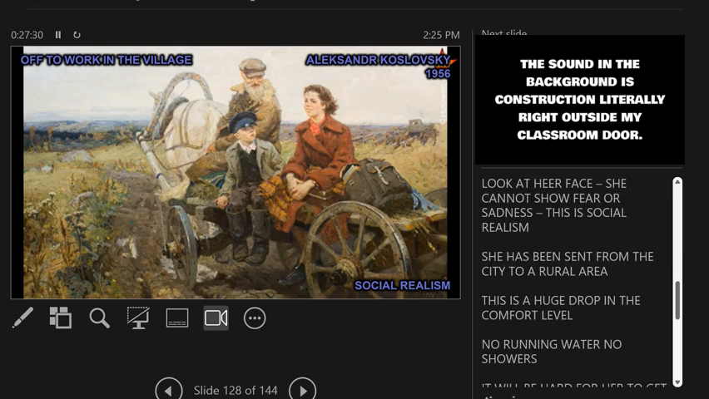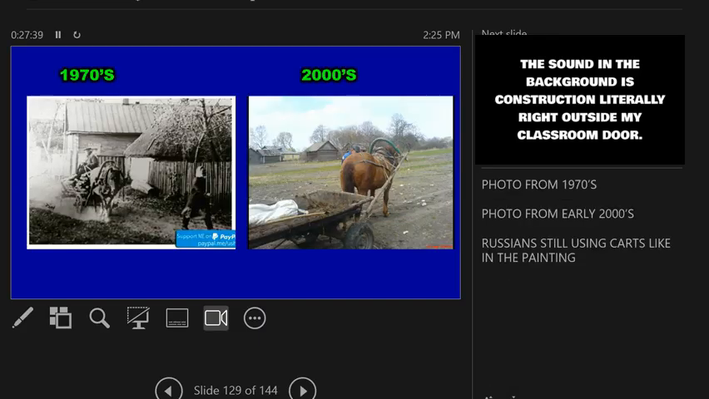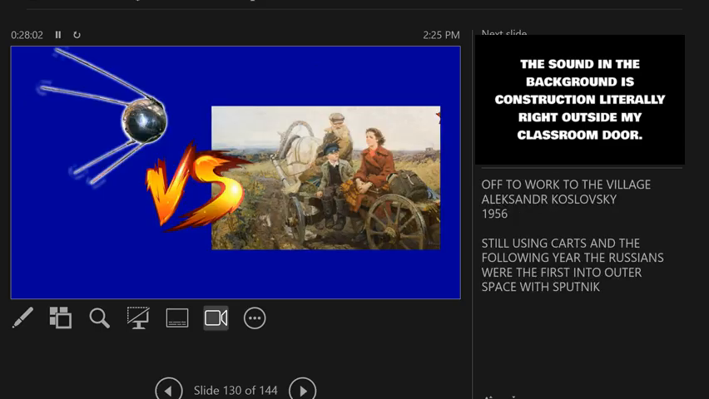But look what she's riding on. This is 1956 when this is painted. And in the 70s, the farmers are still working with horse-drawn carts to get their work done. And even in the 2000s, in Russia, people are still using horse-drawn carts on a massive scale. Russia is very far behind the times, and they have been. But also in the 1950s, we have Sputnik. Russia beat the Americans at the space race to get a satellite up into space, but still their people travel on carts. That's not even a nice carriage.